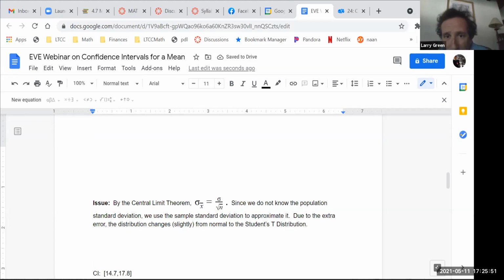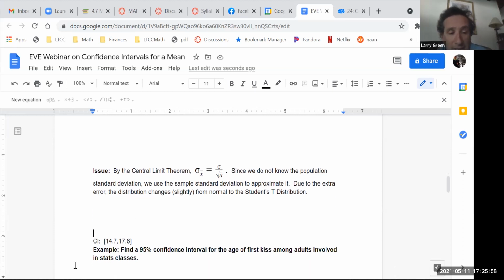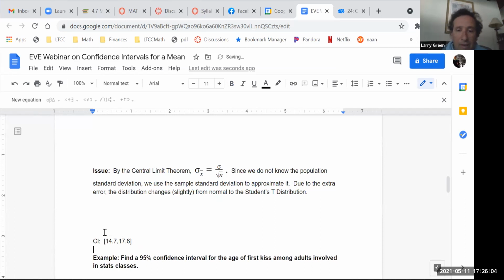Can I explain the confidence interval one more time? Well, we're going to continue on with it, but the confidence interval is 14.7. That's kind of our lower bound in that picture, and 17.8 is our upper bound. So that's the age bracket that we think the population mean age of first kiss is likely to be.